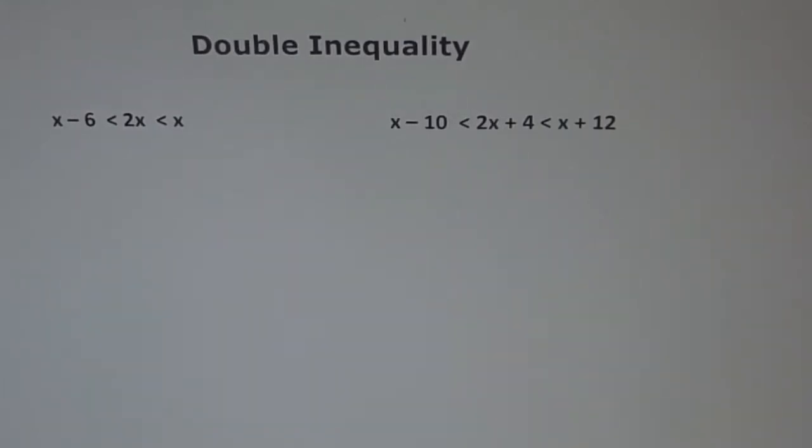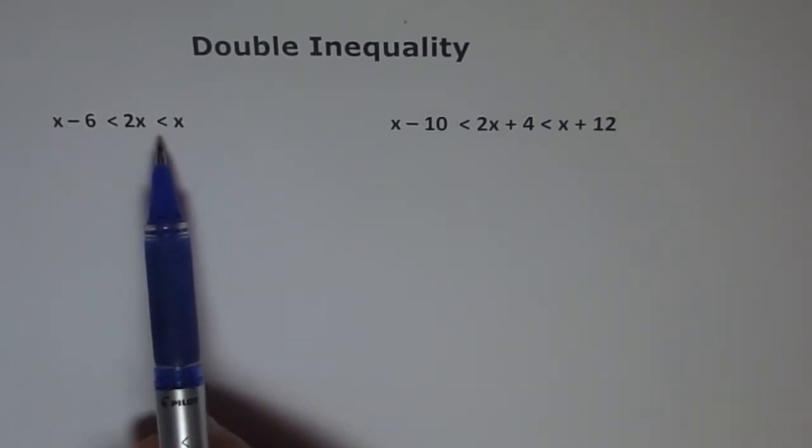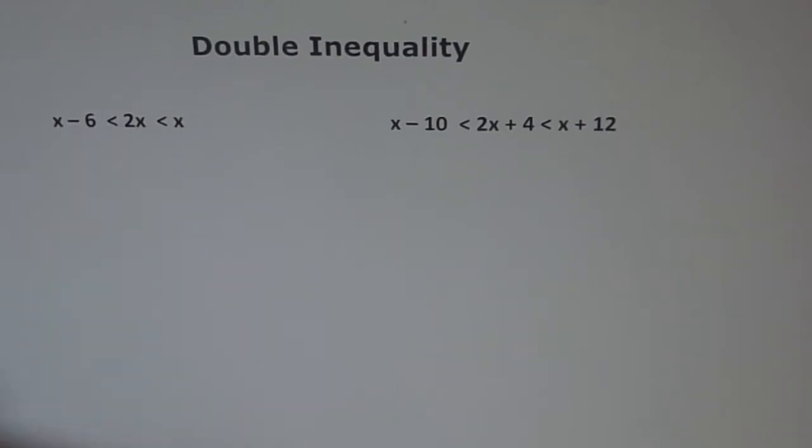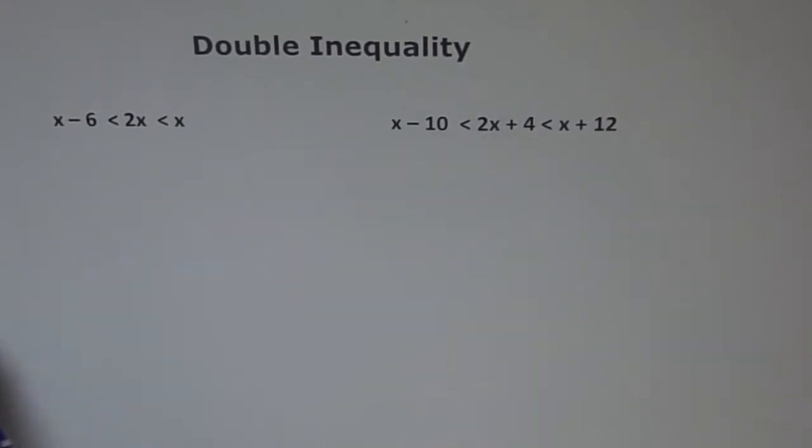Hello, this is a special case of double inequalities. How is it special? Well, we have double inequalities as before, but we have x all over the place, here, here and there. Do you understand? In both the cases we have something like this. How to solve this kind of double inequality?